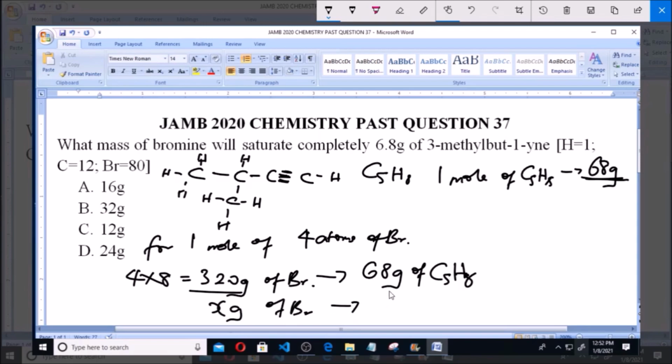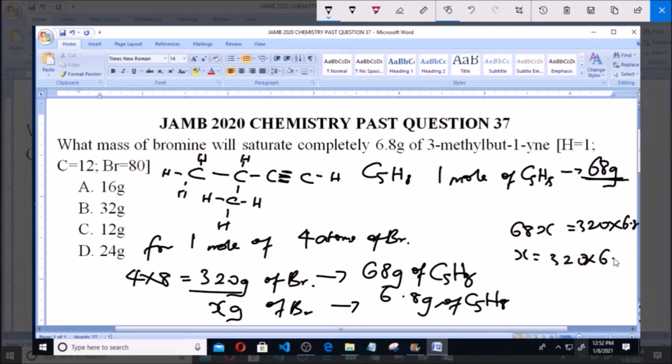Now, since 320 grams can saturate 68 grams, then we look for the amount of bromine that can saturate 6.8 grams of 3-methyl butanol ion. So we cross multiply. When we cross multiply, we'll have 68x is equal to 320 multiplied by 6.8. So x is equal to 320 multiplied by 6.8 all over 68. And so x will be equal to 32 grams. So 32 grams of bromine is required to saturate completely 6.8 grams of 3-methyl butanol ion, and that is option B.